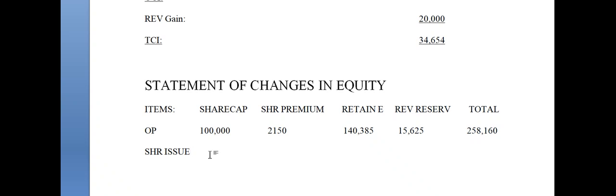You understand now? So the share issue, let's do the calculation here. We have 100,000 multiplied by 1 naira.